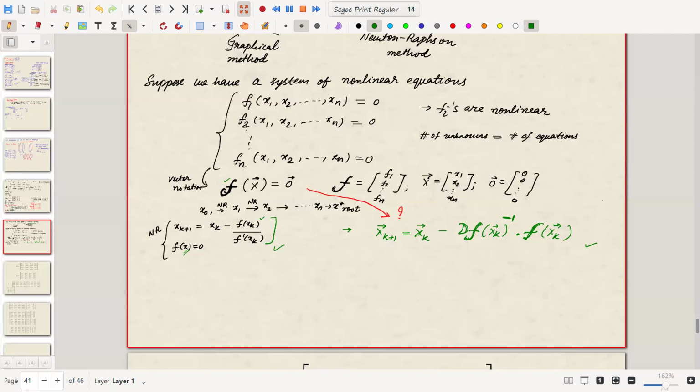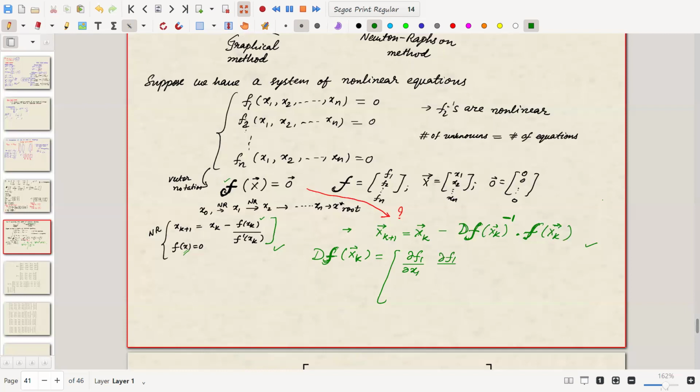Because this derivative is a scalar, so you can easily take it in the numerator, denominator, anywhere. But df is a matrix. It's a Jacobian matrix. So how does df look? It looks like this. You have the stylish looking f, and f has all the components as elements of the matrix. So like this.